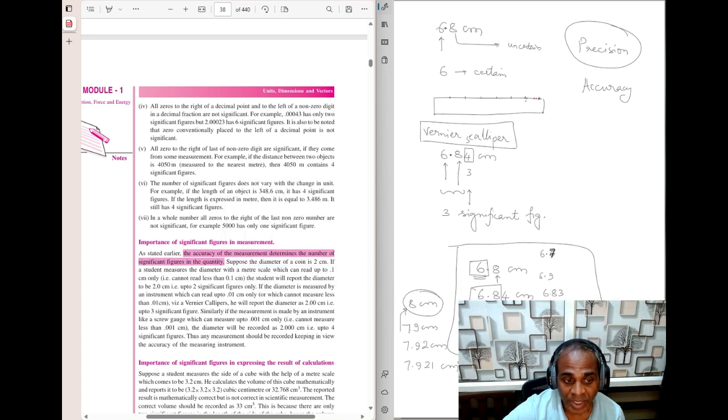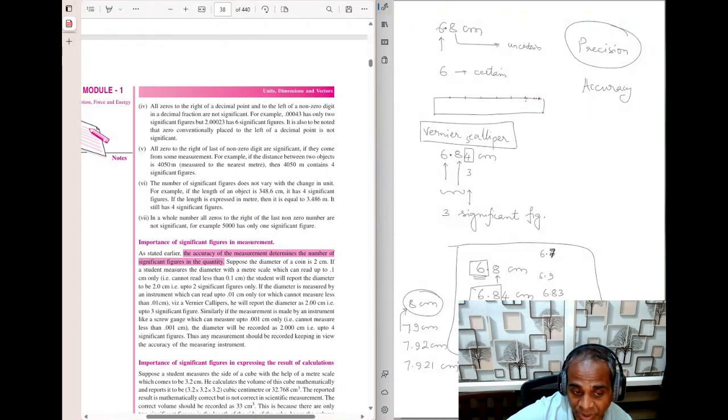Suppose, let us say, instead of length, we see the diameter of a coin is 2 centimeters. Now, if a student measures it with a meter scale, which can read up to 0.1 centimeter, as I said, that is 1 millimeter, this length can be understood as 2 centimeters, 2.0. That means it can be either 1.9 or 2.1.